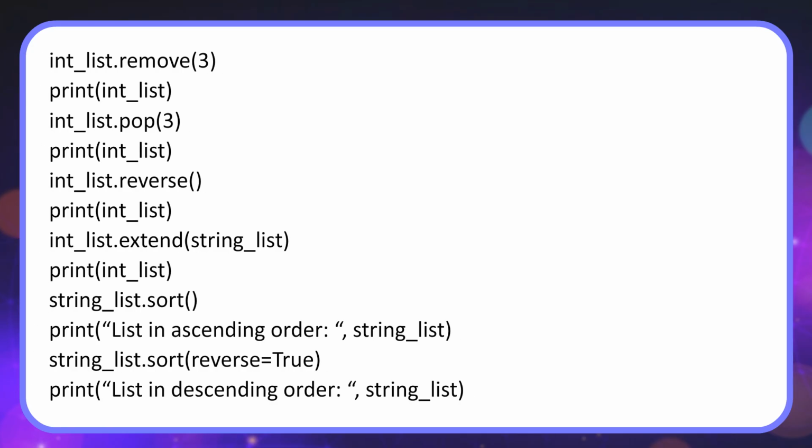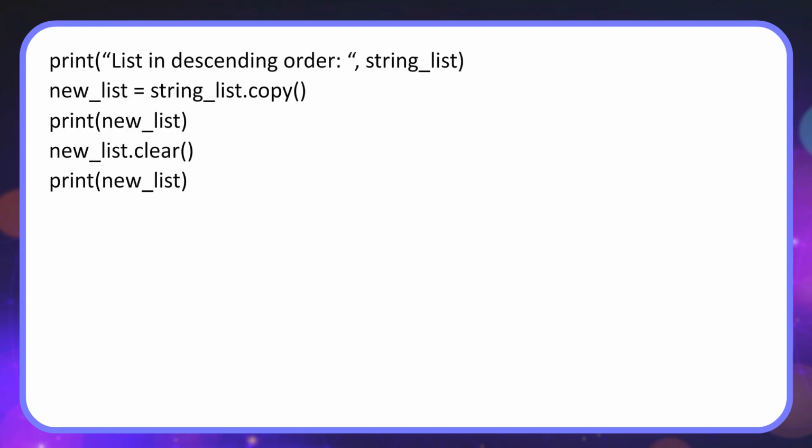int_list.remove(3), print(int_list). int_list.pop(3), print(int_list). int_list.reverse(), print(int_list). int_list.extend(string_list), print(int_list). string_list.sort(), print('List in ascending order', string_list). string_list.sort(reverse=True), print('List in descending order', string_list). new_list.clear(), print(new_list).